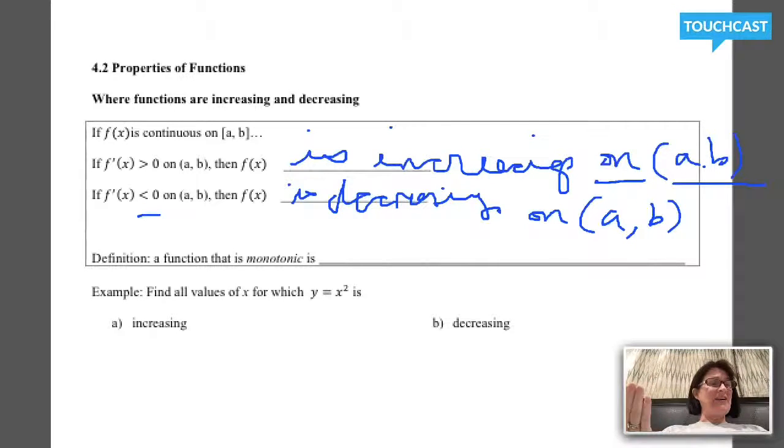A function is monotonic. So mono, you know from Mr. Morrison, right? Mono meaning one. It does one thing. A function is monotonic if it's either always increasing or always decreasing. Okay, so now we know this is a big deal.